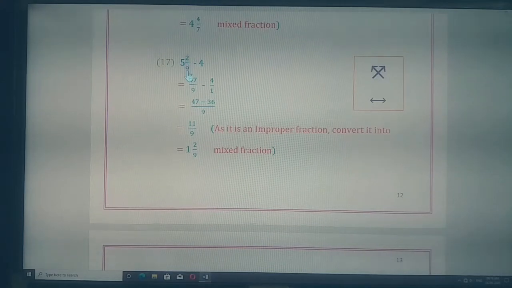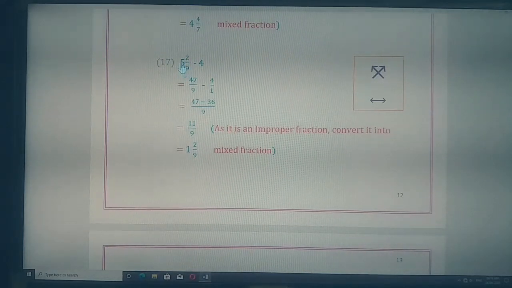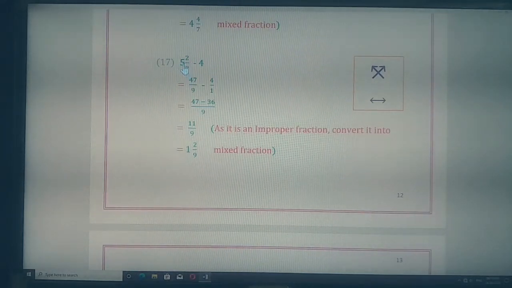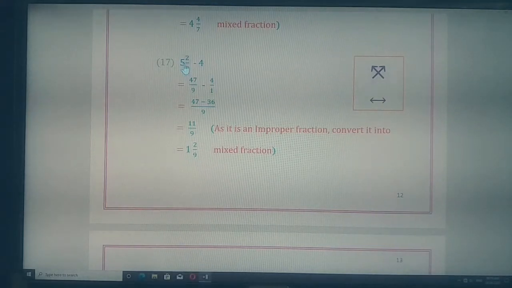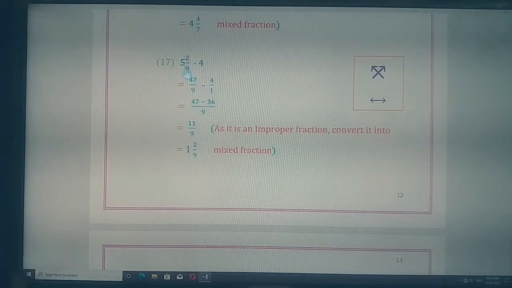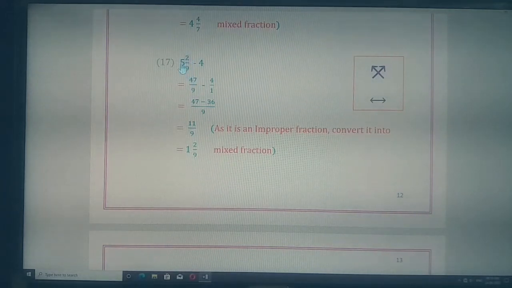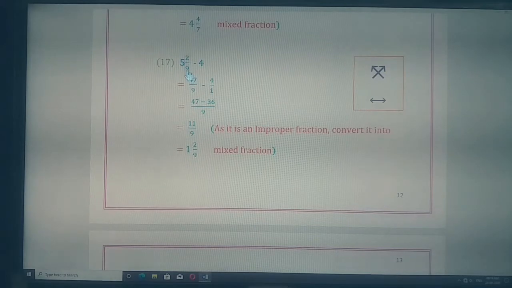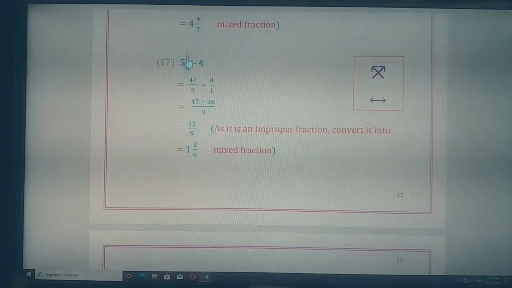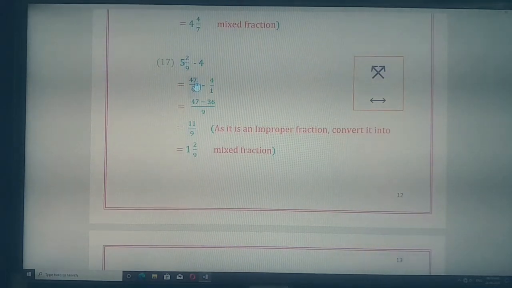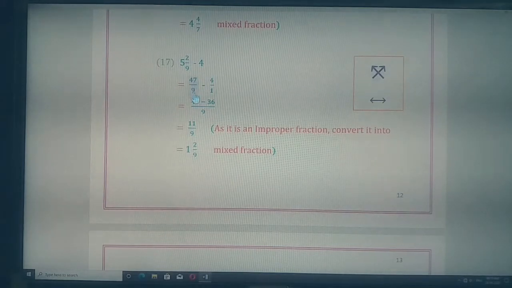multiplication addition rule. First we have to multiply 5 nines are 45, and the answer 45 should be added to the numerator 2. 45 plus 2, the answer is 47. 47 will be written in the numerator. Again I repeat, first we have to multiply, then addition. 5 nines are 45, 45 plus 2, answer will be 47. So we have to write 47 upon 9.